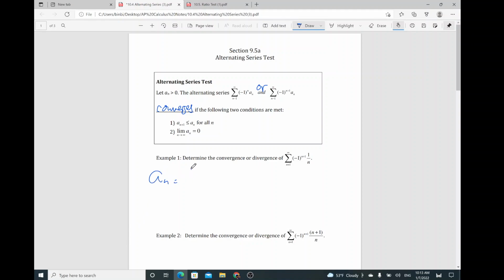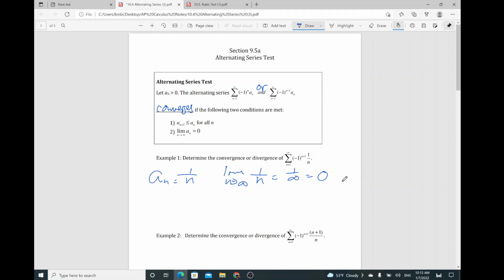We know that a sub n is 1 over n, without looking at the negative 1 to the power of n plus 1, the indicator for alternating the series. One thing that we want to verify is the limit as n approaches infinity. Let's find out what happens with that 1 over n. 1 over infinity is obviously 0, so it satisfies the second condition.